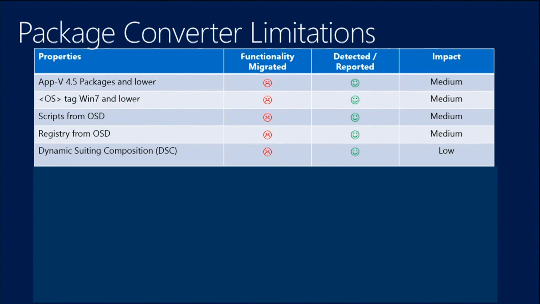If you have any scripts in your original OSD file, they will not be migrated. You can implement scripts in AppV5, but you have to do that manually. So the functionality is still there, but it's not converted. The registry tag in the OSD file is not converted. There's a registry tag in there, as I showed you in the demo, but it's not converted. And the same goes for dynamic suite composition. But that's fair, because dynamic suite composition is no longer handled in the package, right? It's in the infrastructure. So it's fair that there's no way to migrate that because it's not in the AppV5 package anymore.